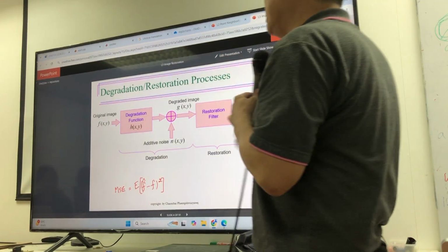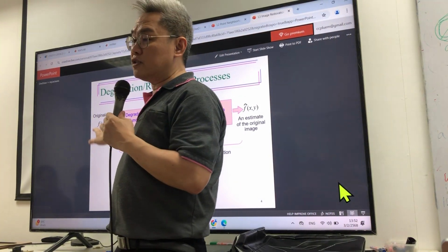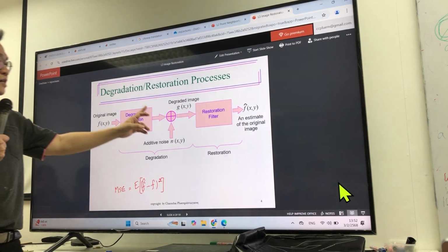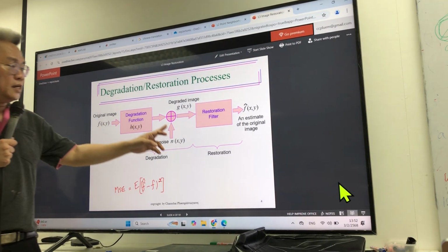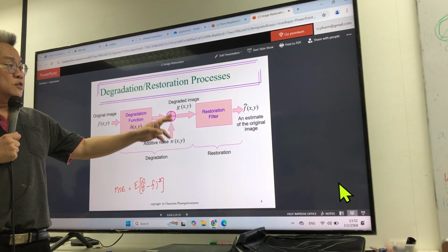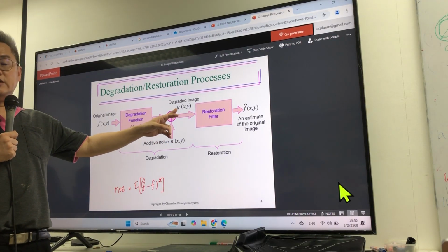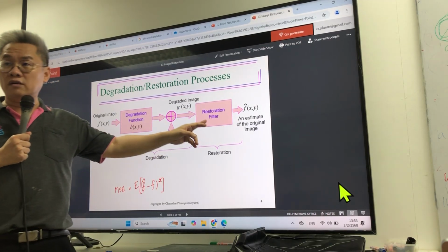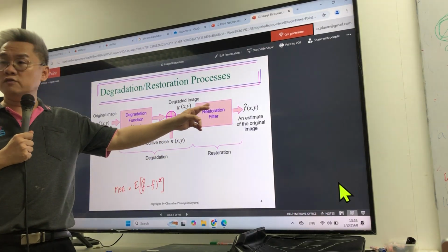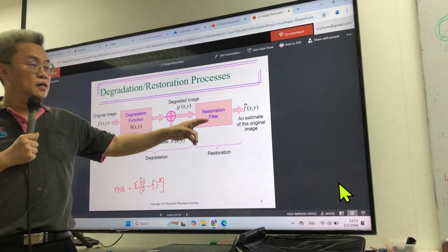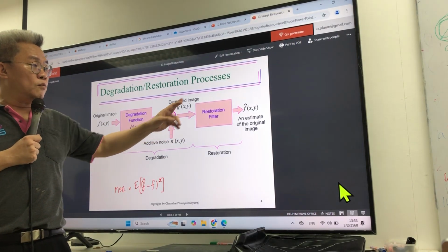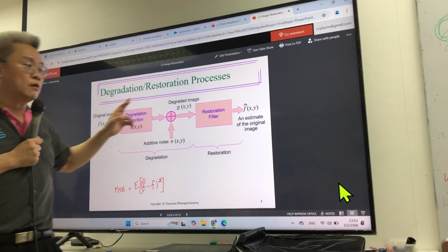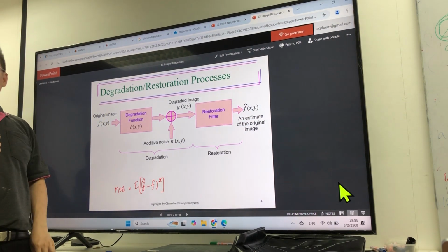Here, basically you got the original image f of x,y. It goes through some degradation function, and usually noise is added. So you got a degraded image g of x,y. Then you design a filter called the restoration filter. This is your work. You're going to end up with f hat, which is the estimate of the original image.